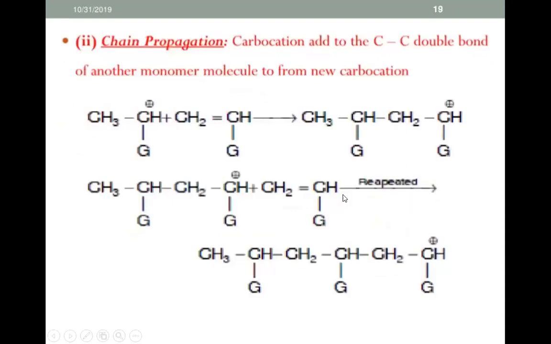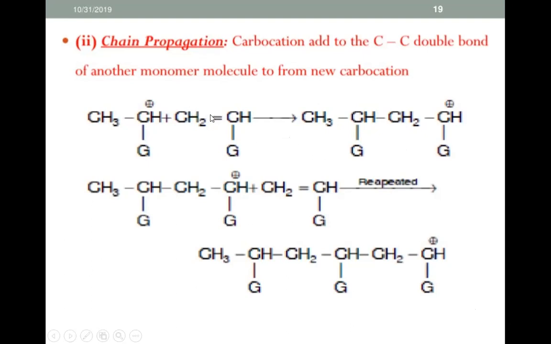And coming to the next step, that is the propagation step, the carbocation which is formed in the initiation step gets added to the carbon-carbon double bond of another monomer molecule to form a new carbocation. See, it is another new carbocation. And in this way, the step continues and forms a chain growth process.